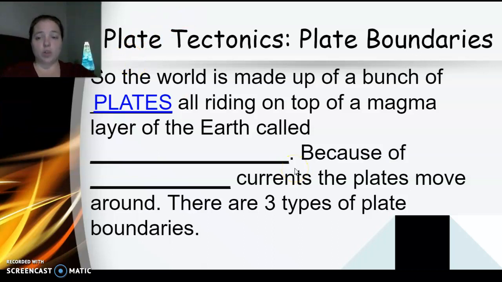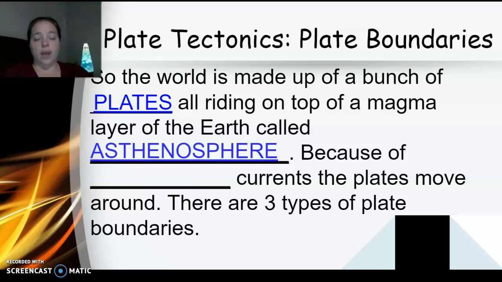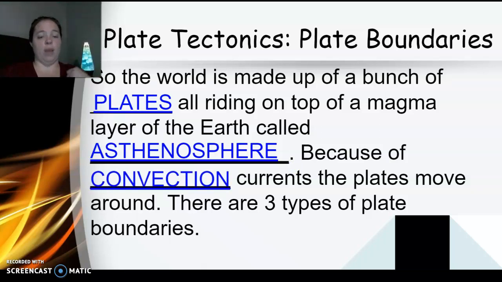So all these plates, how did we figure it out? Well, these plates were riding on top of a magma layer called the asthenosphere. On page 10, you can find that wording, the asthenosphere. And because of convection currents, and you'll notice I have a nice little lava lamp behind me that is really awesome at showing convection currents, this is how the plates were moving around. So I'm going to go a little bit into it.